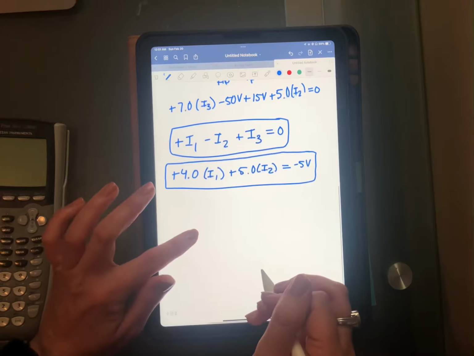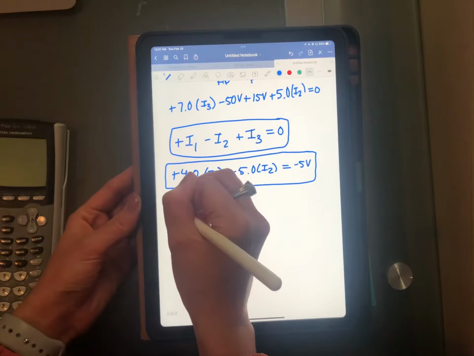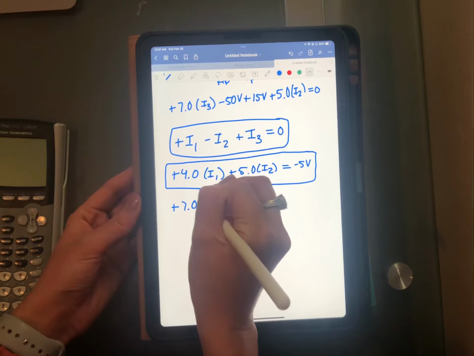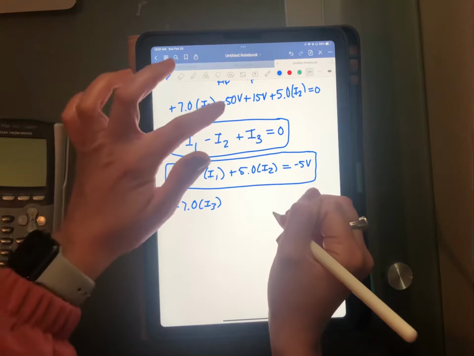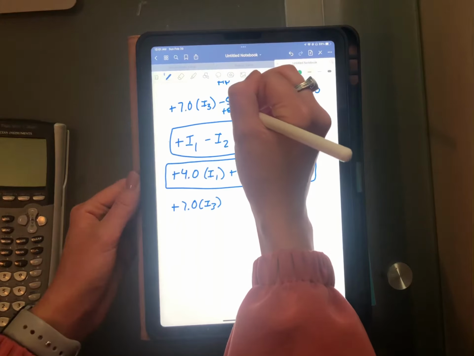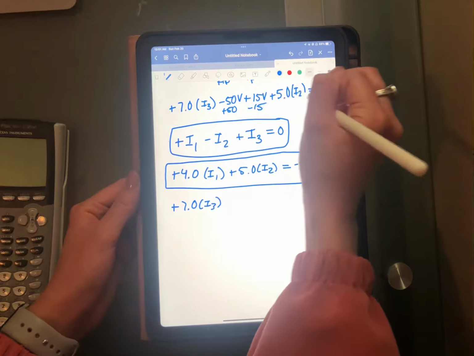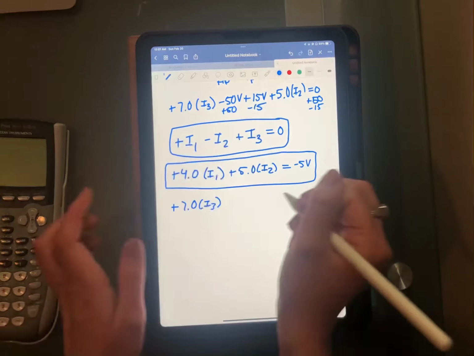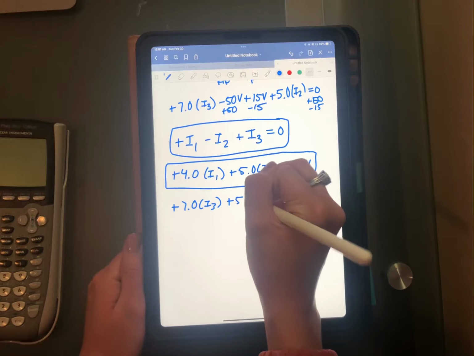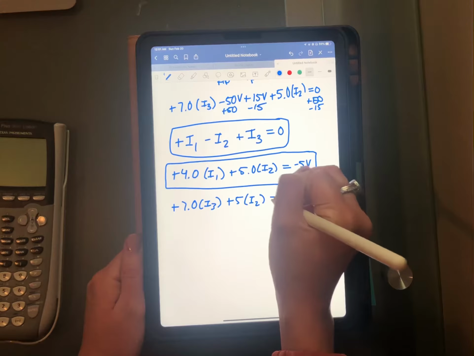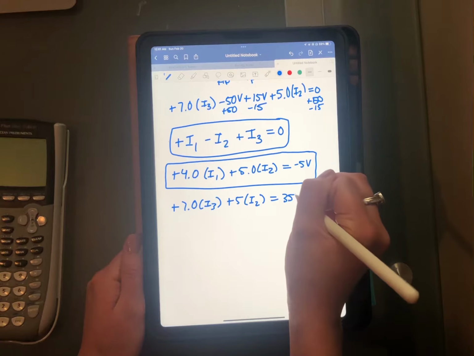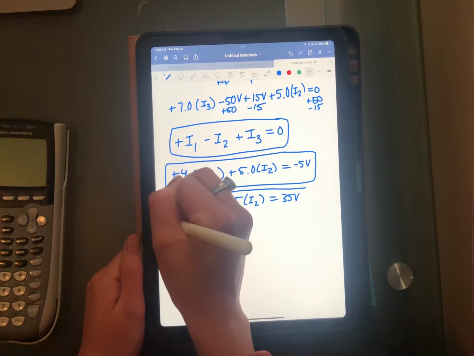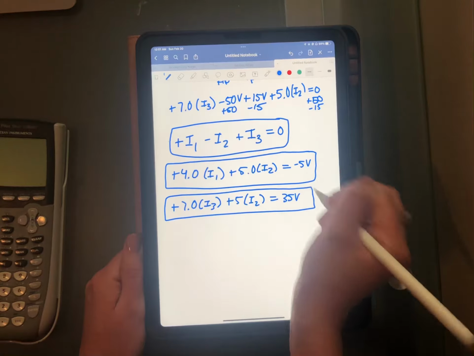And then lastly, this one. So I3, that's going to stay. This is going to move over. This is going to move over. 50 minus 15. And then the 5 is going to stay because it is I2. This becomes 35V. All right, so we got all these isolated and ready to go.